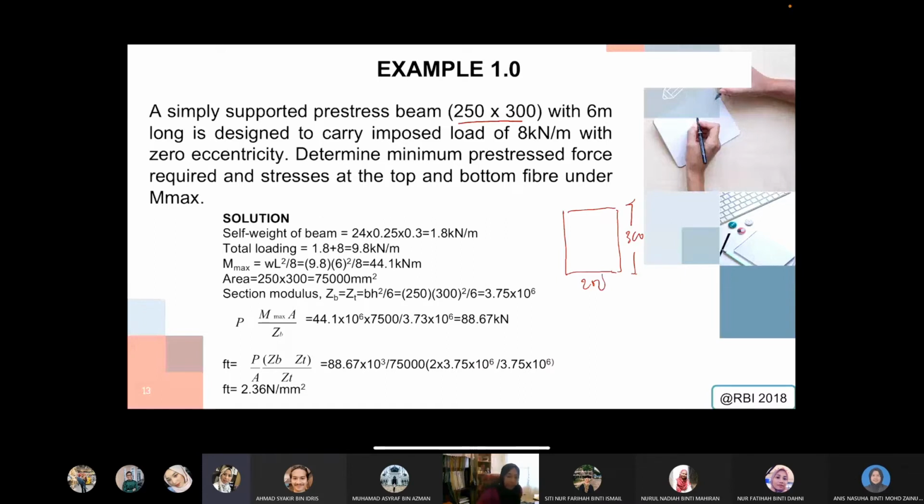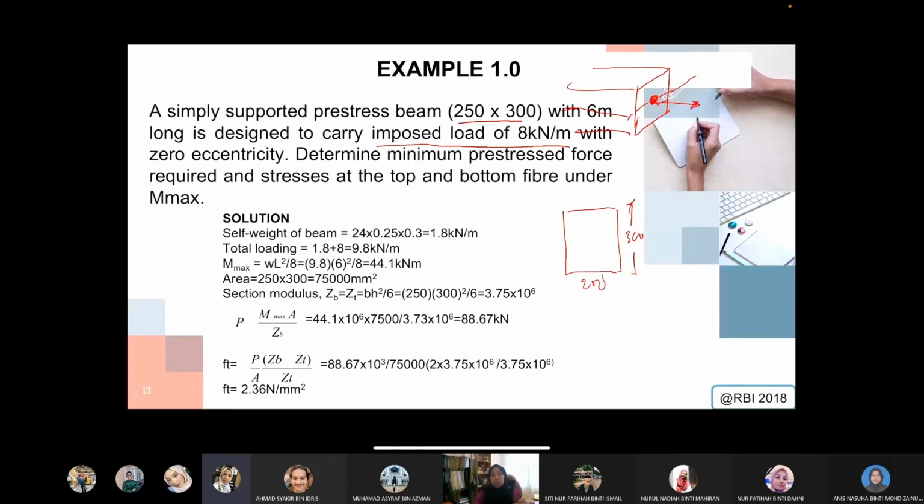Okay, and it says that the beam carries an imposed load of 8 kilonewton per meter with 0 eccentricity. So what does it mean when it says 0 eccentricity? It means your tendon, say this is your neutral axis, is exactly at the center of it. So it doesn't have any eccentricity because the load will be applied here.